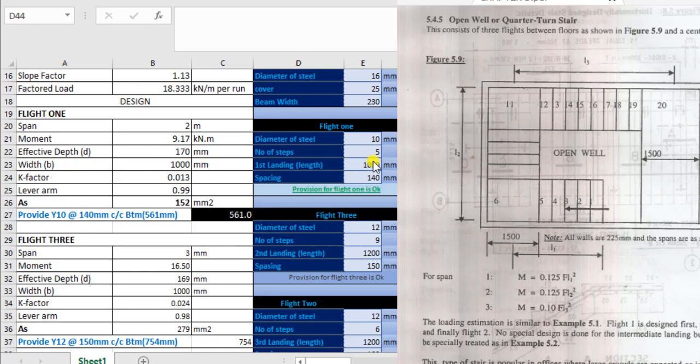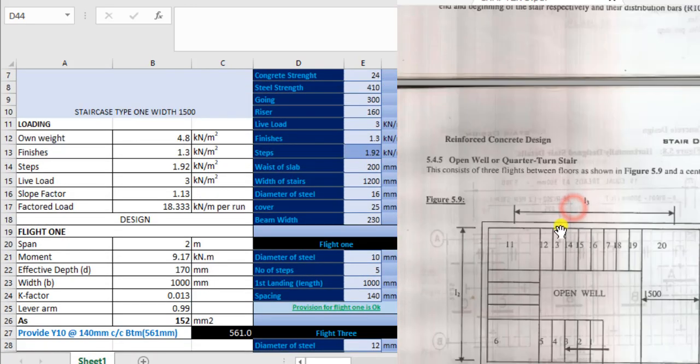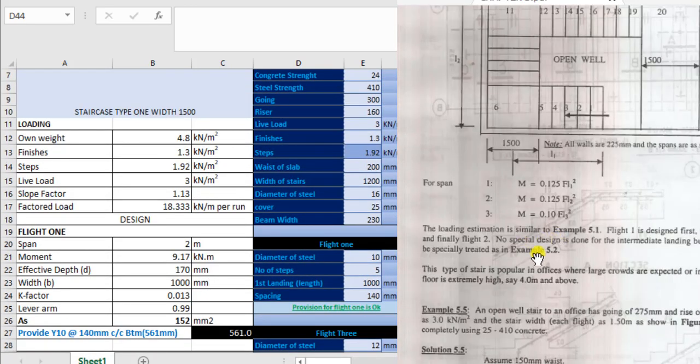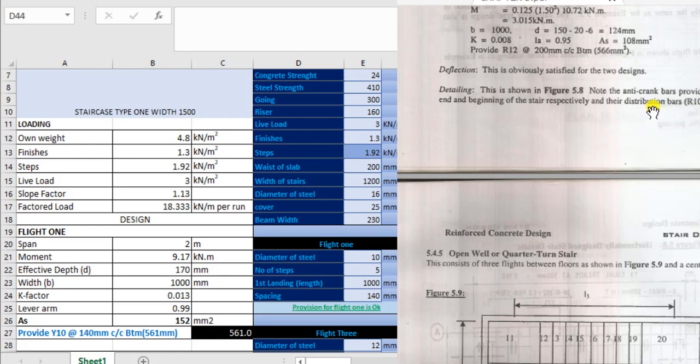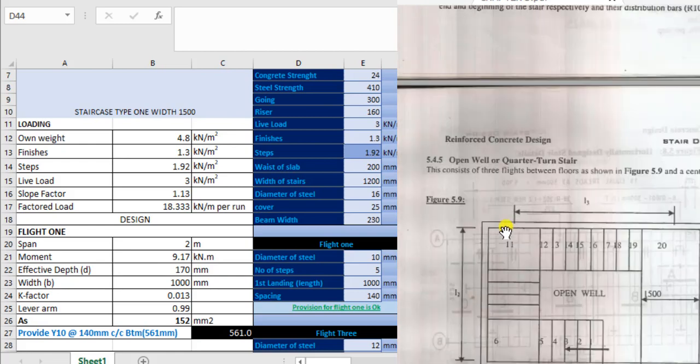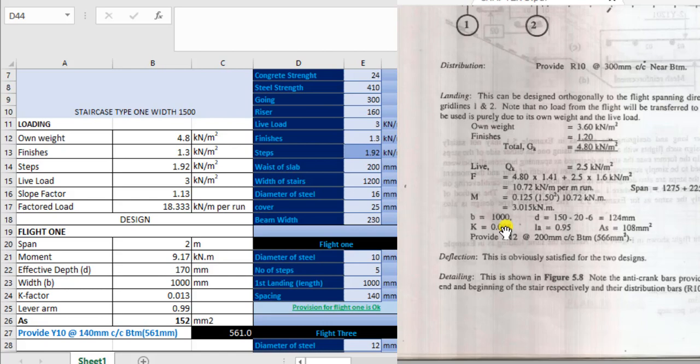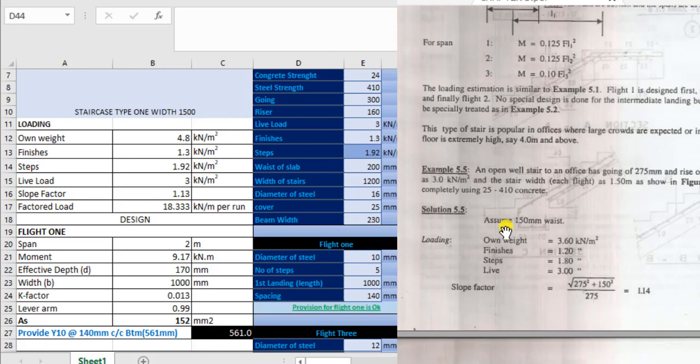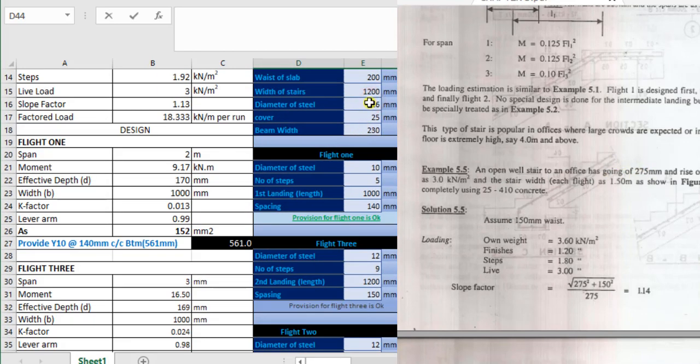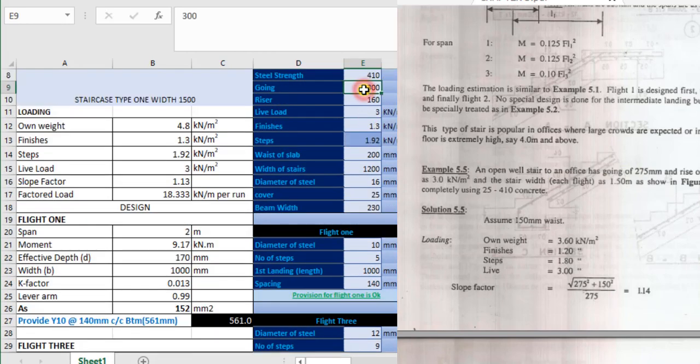Now we want to look at it. Let's look at the parameters. From the given parameters, we are asked to design a staircase. This is the example. From the given parameters, the going is 275. The riser is 150.